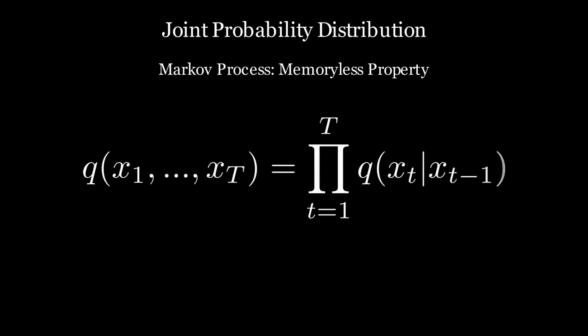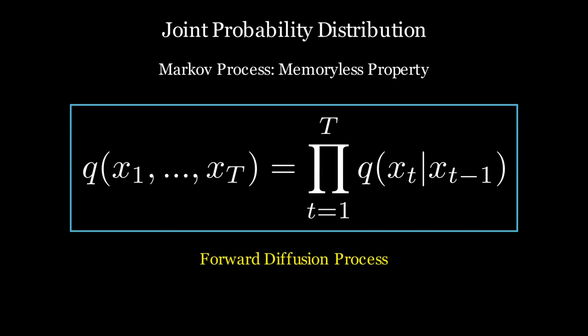Because we are dealing with the Markov process, we can express the joint probability distribution in a simple way. The probability of the entire sequence x1 through x capital T can be written as a product of individual transition probabilities. Each transition from x t minus 1 to x t contributes one term to this product.